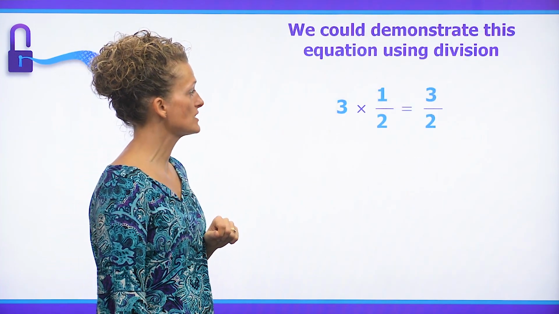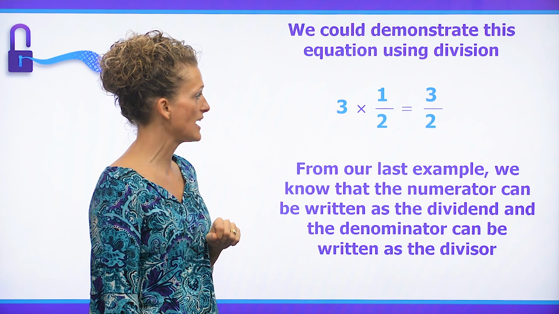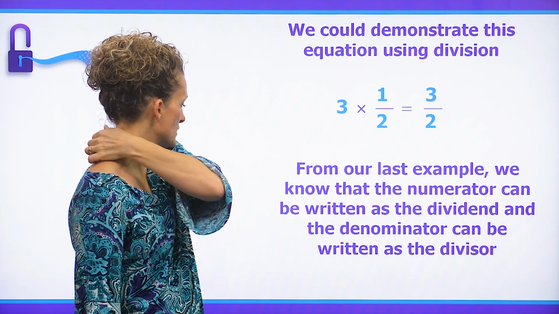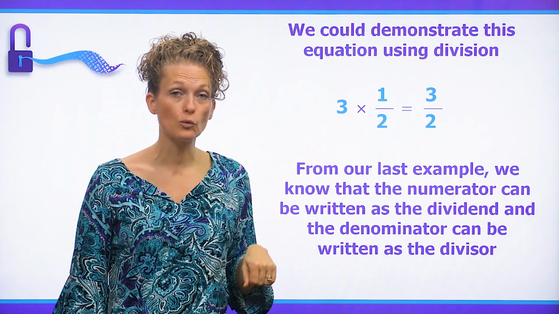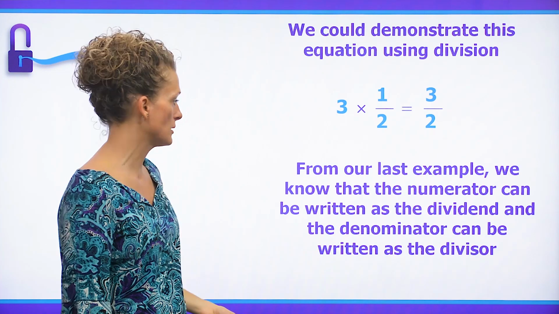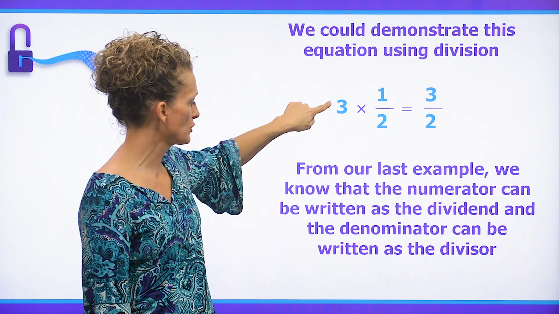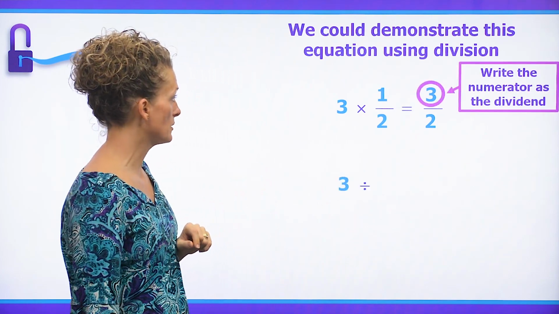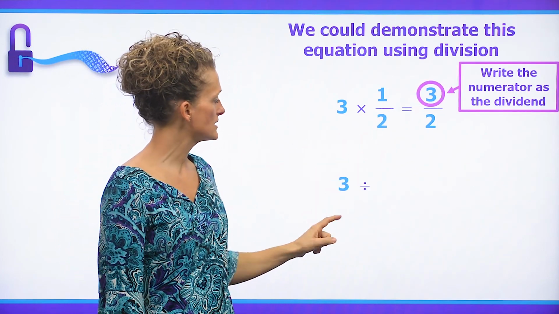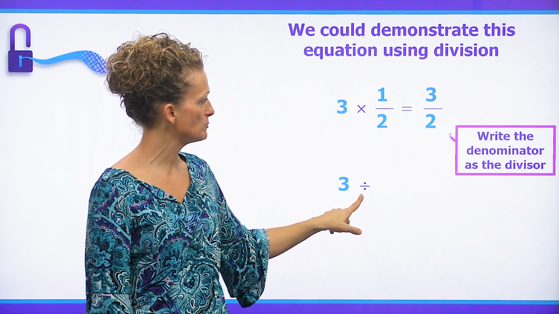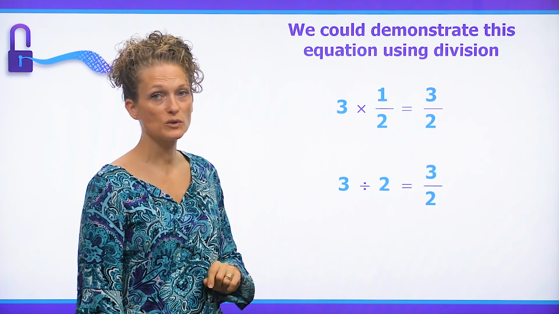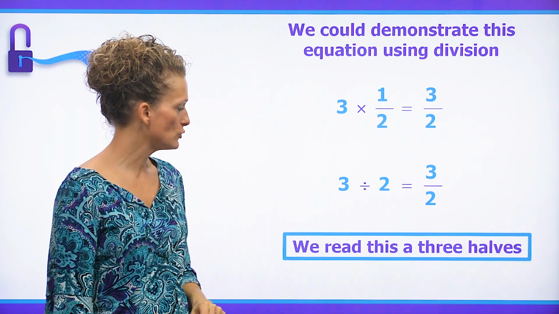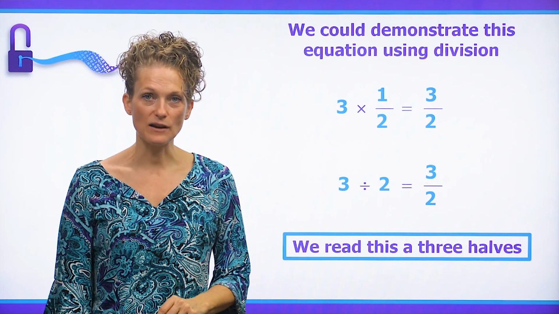All right, so we could demonstrate this with division. So 3 times a half is equal to 3 over 2. And remember, because we can simply write 3 over 1 and then multiply the numerators, multiply the denominators. So from our last example, we know that the numerator can be written as the dividend and the denominator can be written as the divisor. So write the numerator as the dividend. That's this guy right here. So 3 divided by, and then we divide by the divisor, which is 2. So 3 divided by 2 is equal to 3 over 2, and we read this as 3 halves.